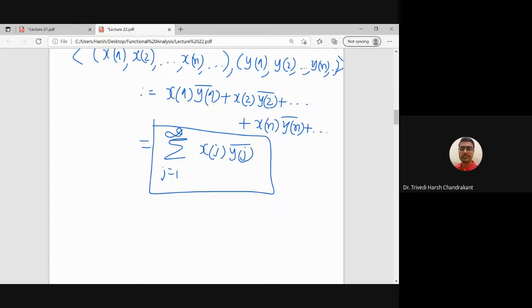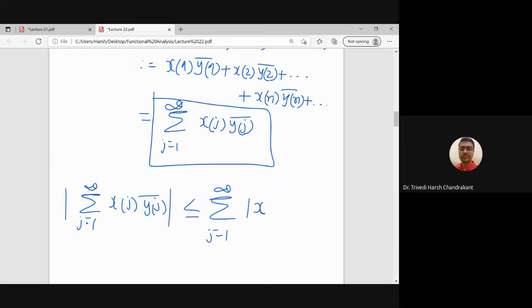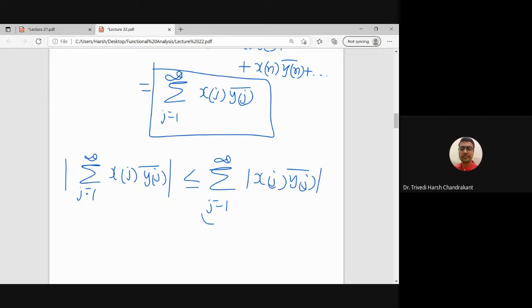So to check that it is convergent, there are many ways for convergence of a series. One of the ways is that if this series converges absolutely, then it converges. Let us take first the modulus of the series. This is a very important way which we usually use even in integrals also. We first take the modulus, then you know that this modulus is less than or equal to summation modulus xj yj conjugate, right? So this we can write only when this series is convergent.